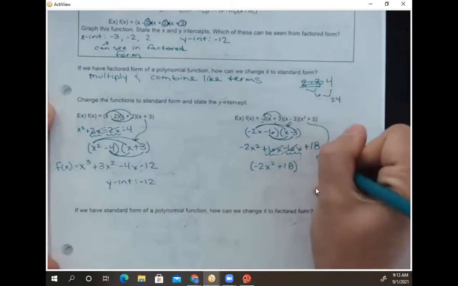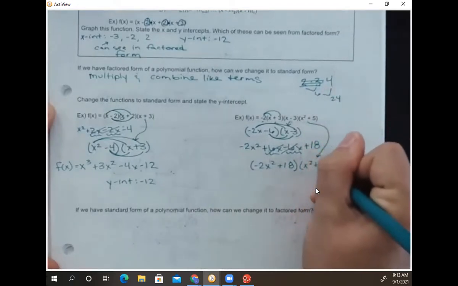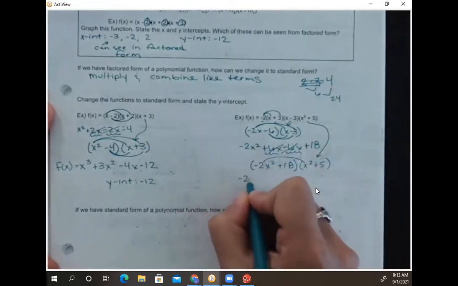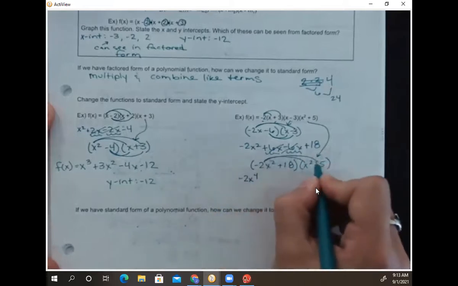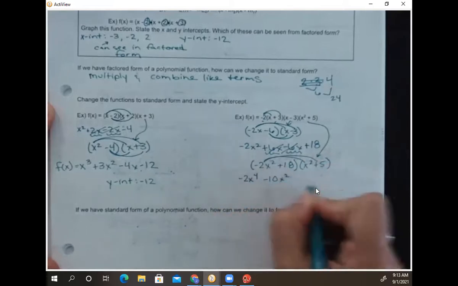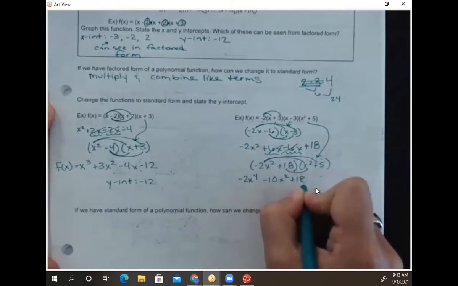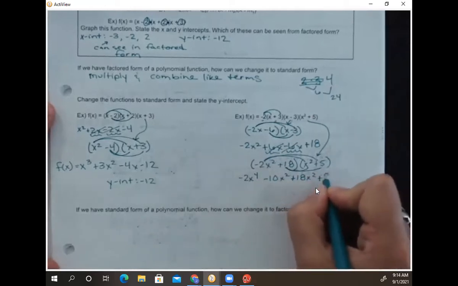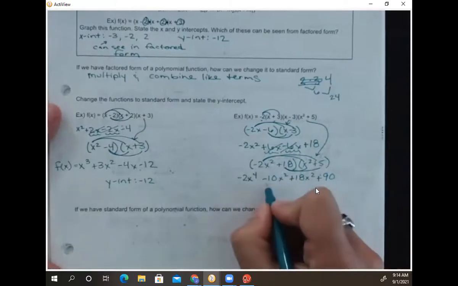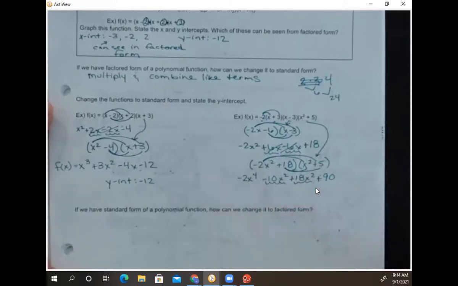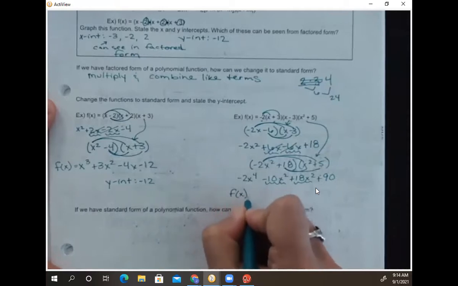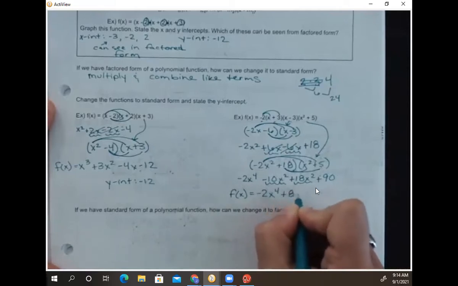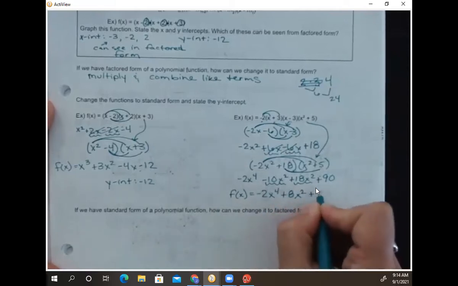And then I'll multiply by my last term, x squared plus 5. So when I distribute, I would get -2x to the 4th minus 10x squared plus 18x squared plus 90. I have some like terms to combine this time. I've got multiple x squared terms. So my standard form function would be -2x to the 4th plus 8x squared plus 90.